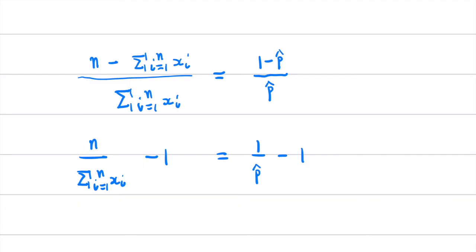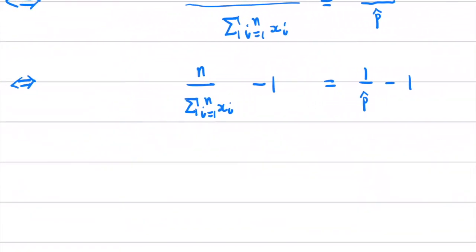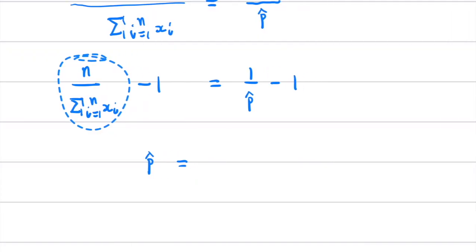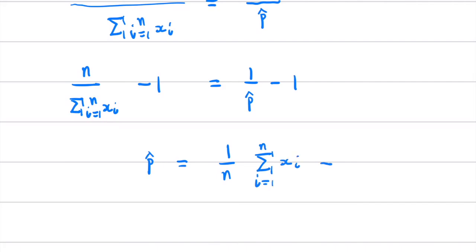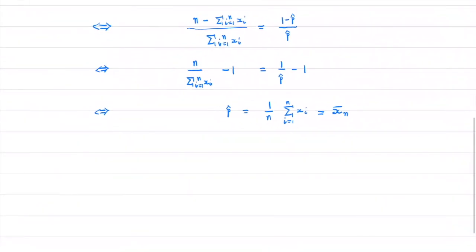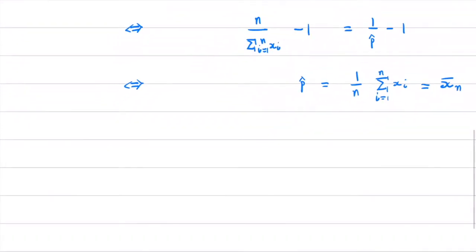And now actually we're basically at our last step here, and we can recognize that p hat actually has to be, 1 on p hat is n on the sum of xi's, so p hat is 1 on n times the sum of the xi's, and again, this by definition is the sample mean. Now we're almost done here. The last thing we have to do is prove that this is in fact the maximum.